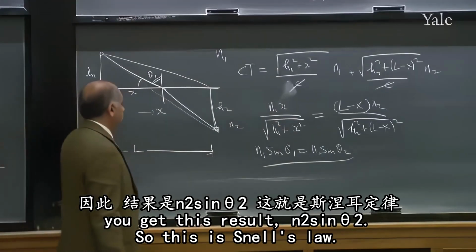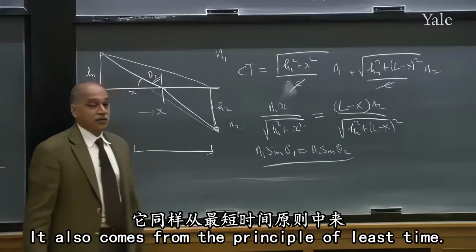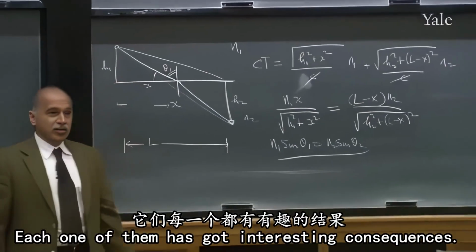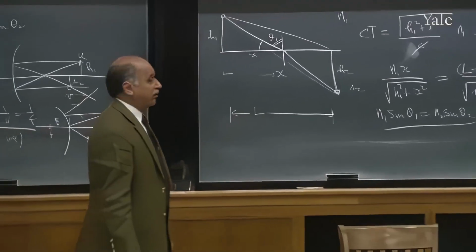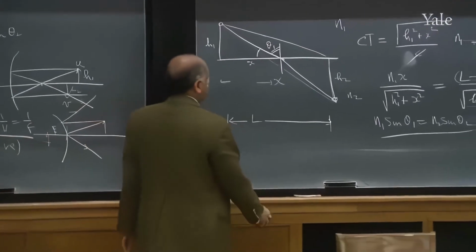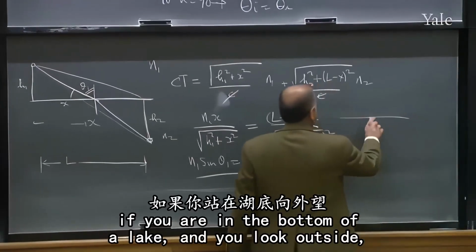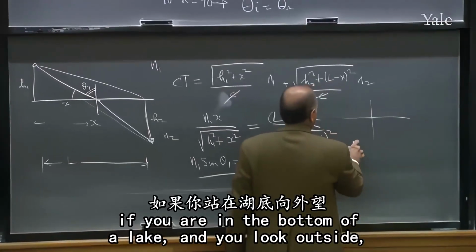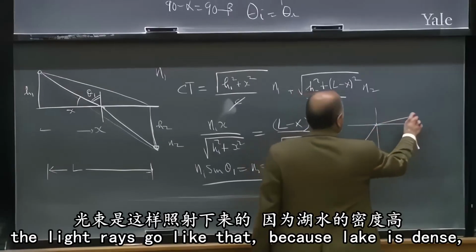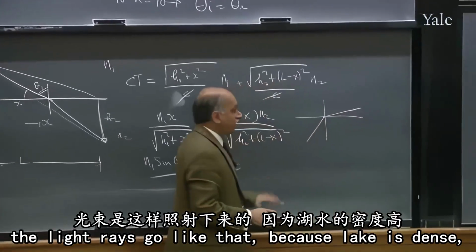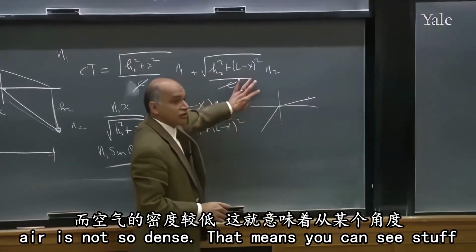So this is Snell's law. It also comes from the principle of least time. I mean, each one of them has got interesting consequences. So I don't have time to do it, but you can imagine some of the consequences are, if you're at the bottom of a lake and you look outside, the light rays go like that because the lake is dense, air is not so dense.